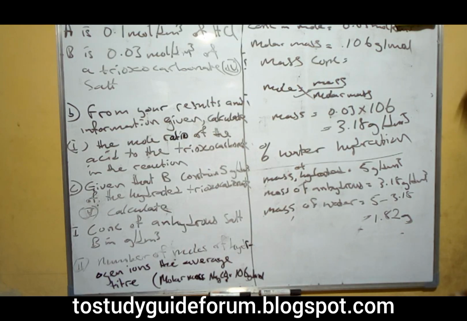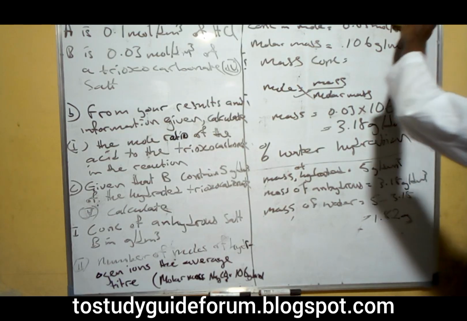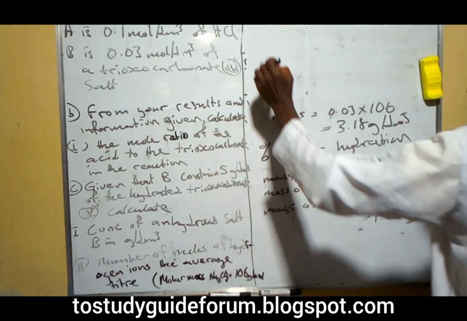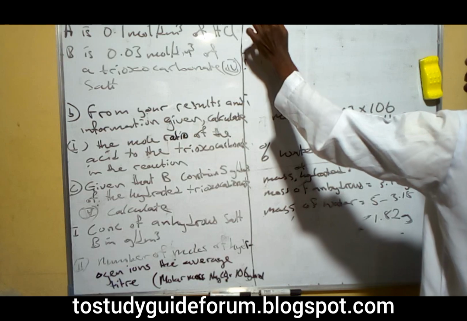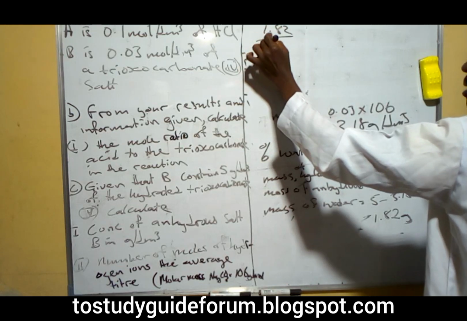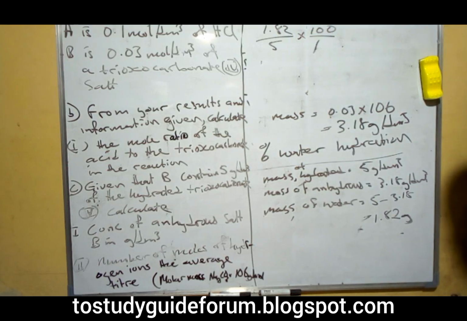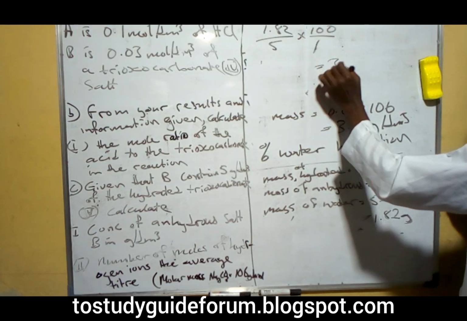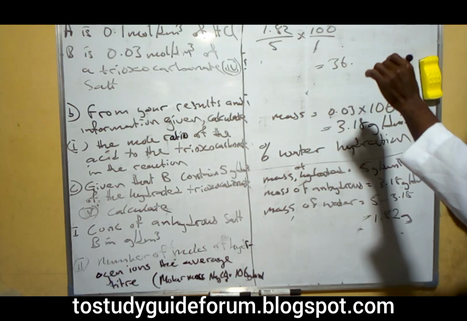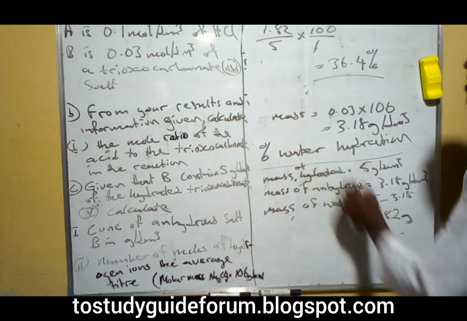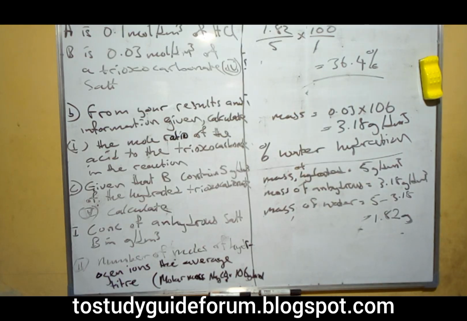So now the percentage water of crystallization will then be 1.82 divided by 5 times 100/1. That will give us the water of crystallization or hydration to be 36.4%.